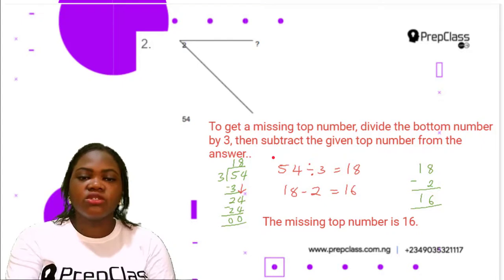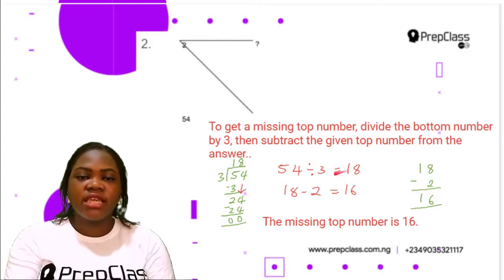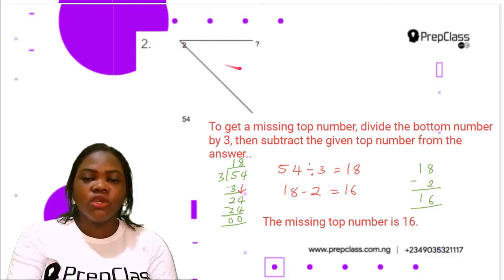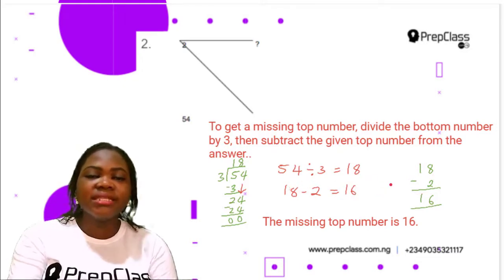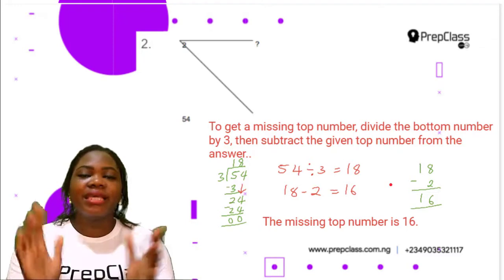Then all we have to do now is to subtract the given top number from the answer. The given top number is 2. So 18 minus 2 can be done here. 8 minus 2 is 6. Then 1 minus nothing is 1. So 18 minus 2 is 16. So the missing top number here is 16.